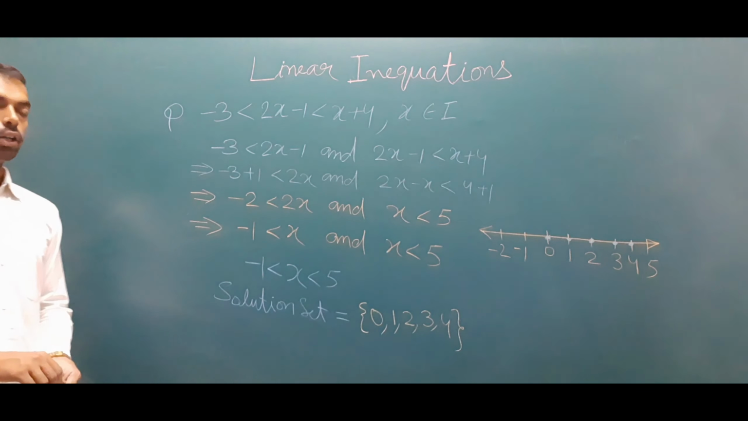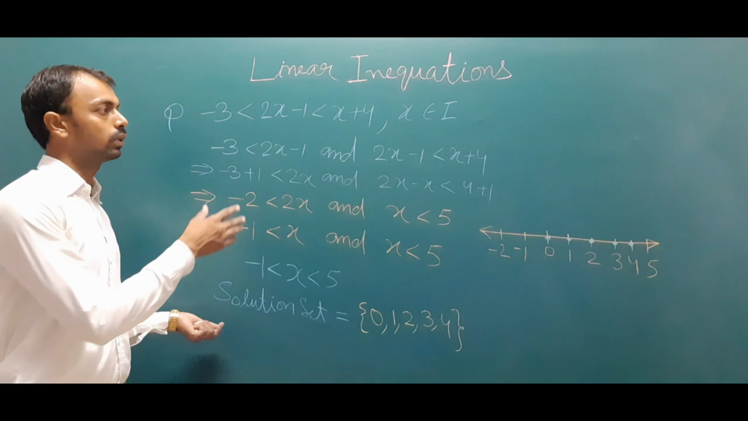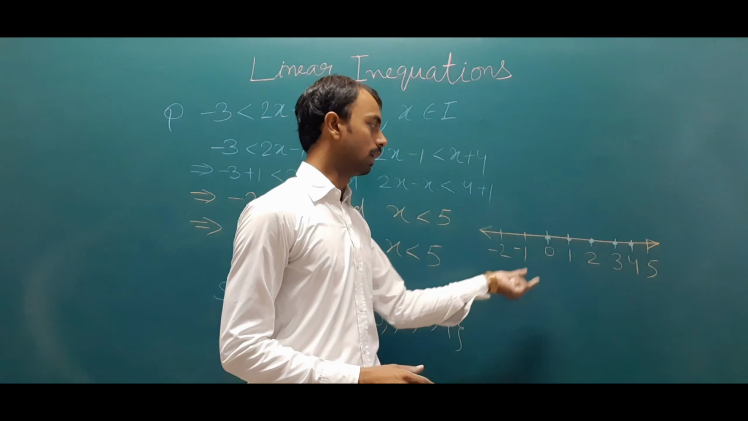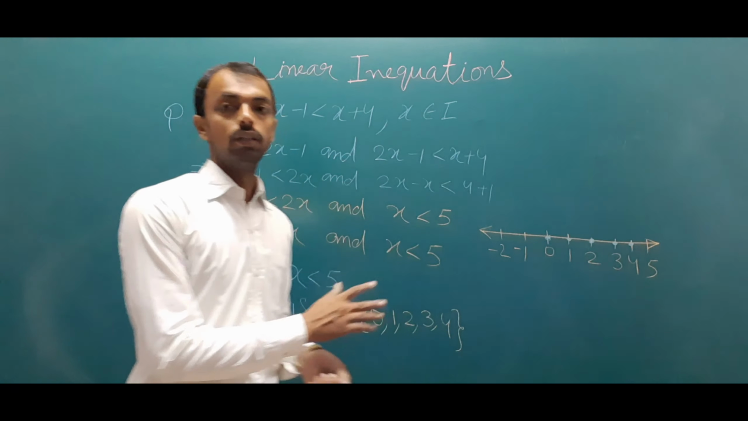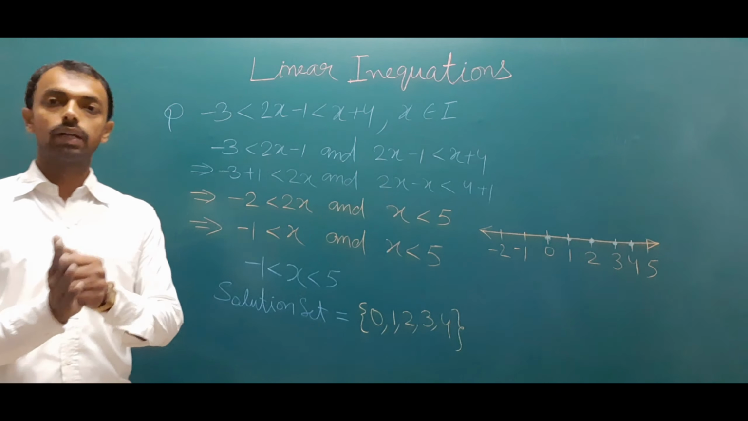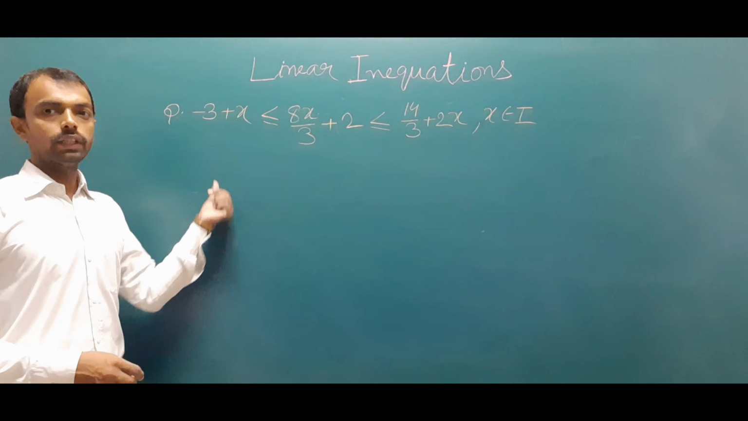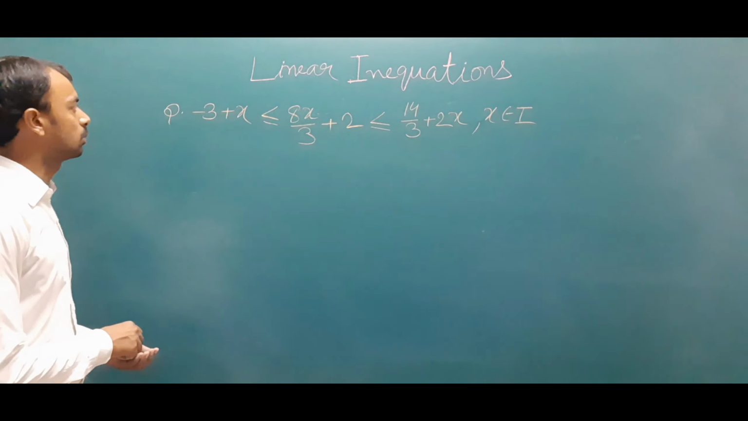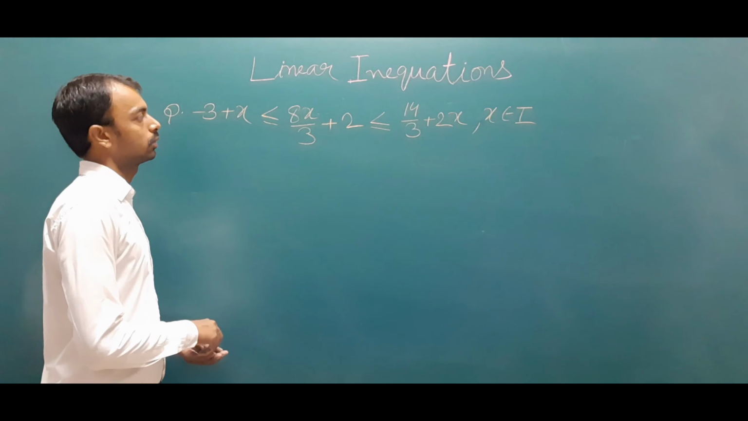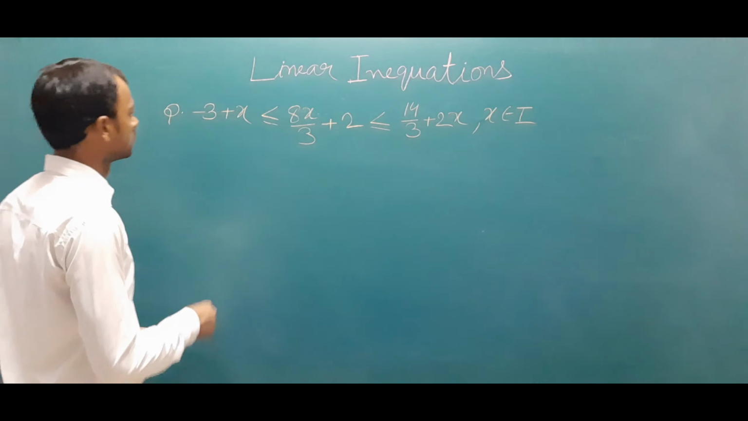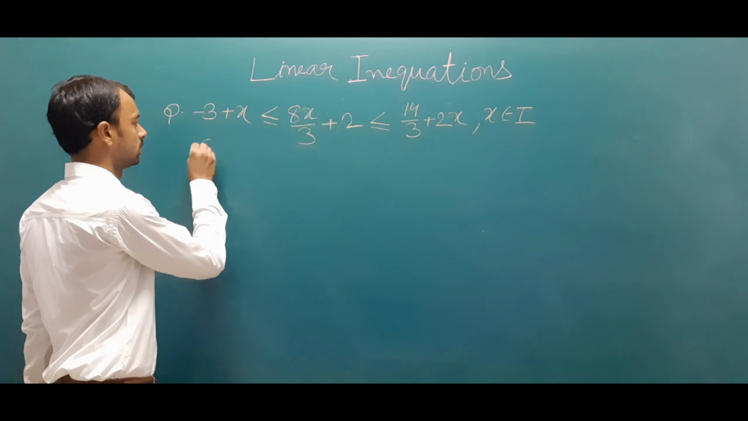Okay, I hope it is clear to you how to deal with the real number line and the integer number line. Similarly, we will deal with the number line of natural numbers and the number line of whole numbers. Okay, now let us take another example, that is minus 3 plus x is less than or equal to 8x upon 3 plus 2 is less than or equal to 14 upon 3 plus 2x. Let's solve it.